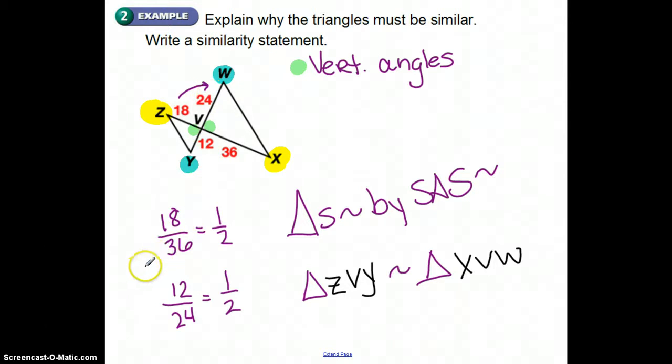Adding that color on gave us another point of reference to be able to make sure that we had things lined up in the right way.